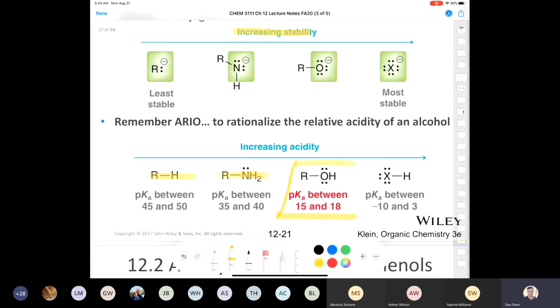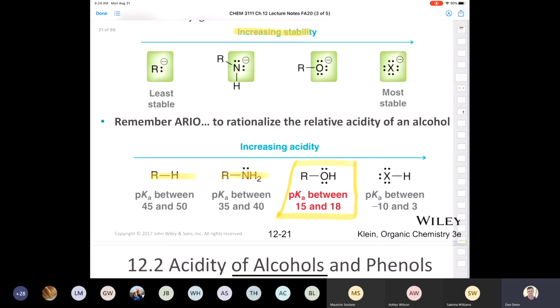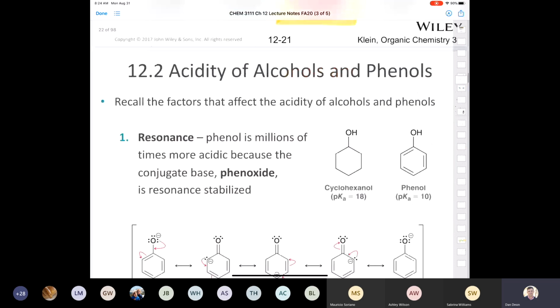And generally speaking, alcohols have pKa's between 15 and 18. Okay, so between a pKa of 15 and a pKa of 18. And of course, water falls in there too, right? Water has a pKa of 15.7. All right, well, let's move on and talk about factors that can affect the acidity of alcohols and phenols.